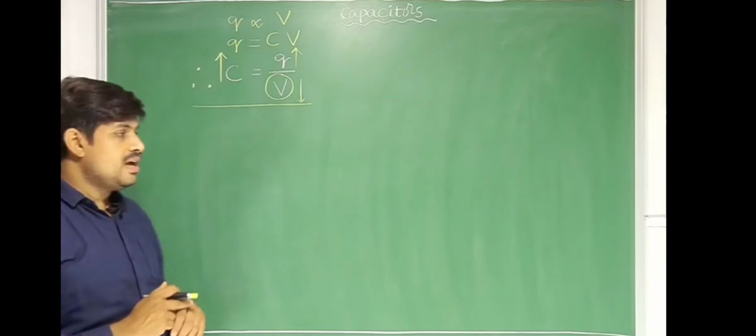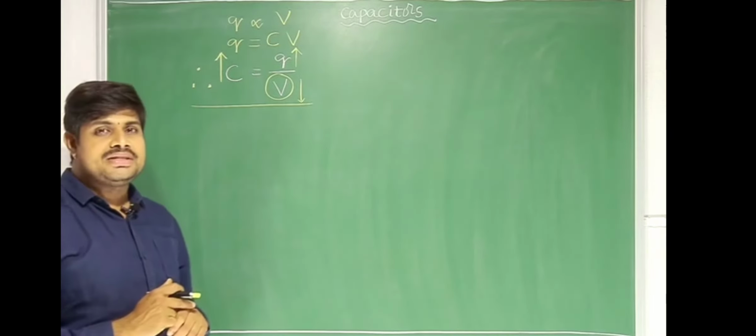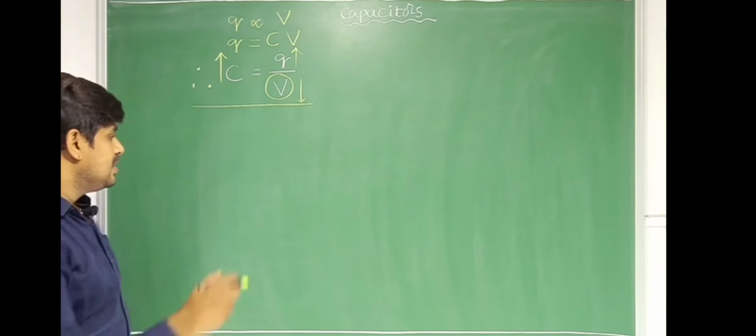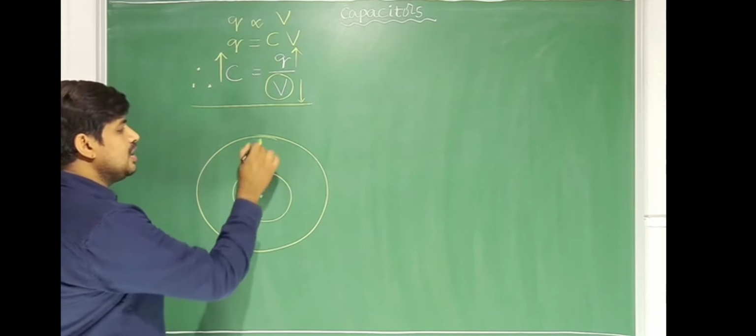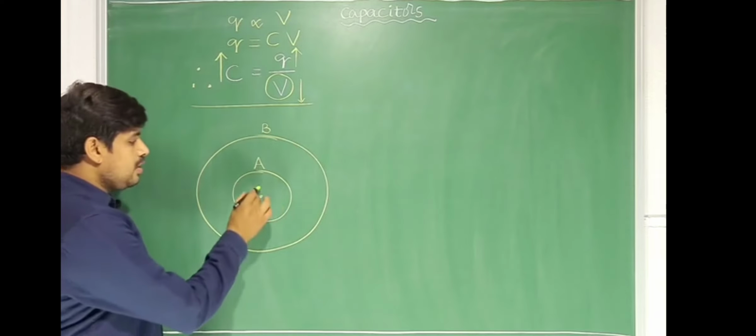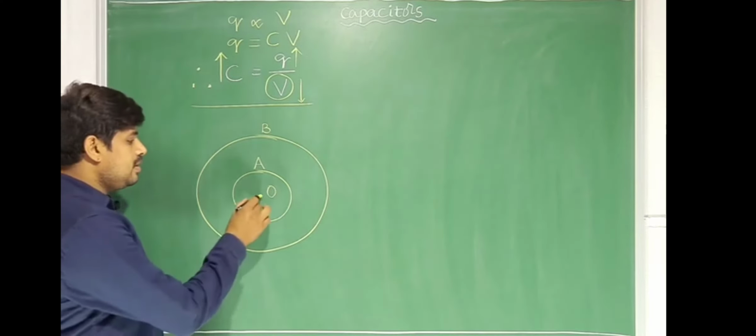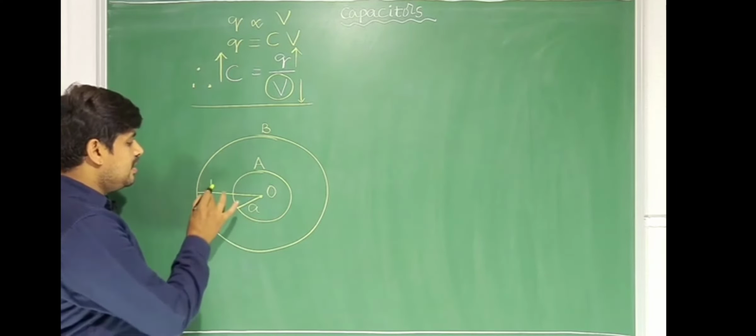In the previous session, I discussed a combination of two concentric conducting shells. I am taking the same example. Here I have taken a conducting shell A and another conducting shell B. Both I have taken concentrically. O is their common center. A has radius small a, whereas the radius of B is small b.